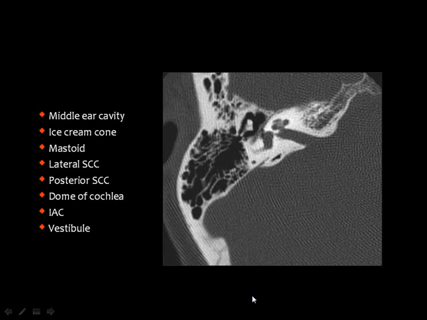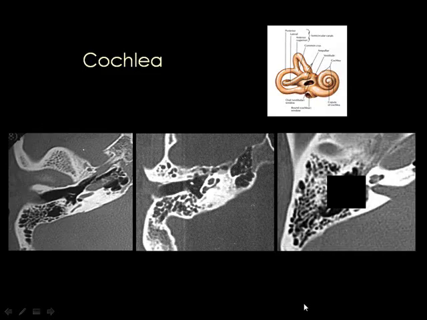Then if you would like to see the rest of the cochlea, you should go down, because the highest point of the cochlea is at the level of the lateral semicircular canal. Then look here, this is the vestibule, this is the lateral semicircular canal, this is the internal auditory canal, this is the dome of the cochlea, and this is the exit of the cochlear nerve coming from the brainstem into the internal auditory canal to supply the cochlea.